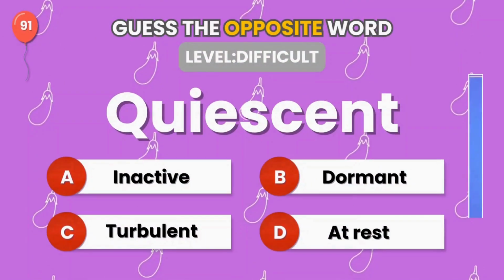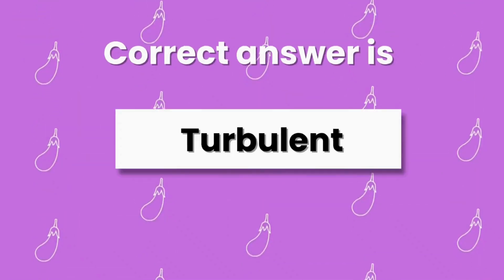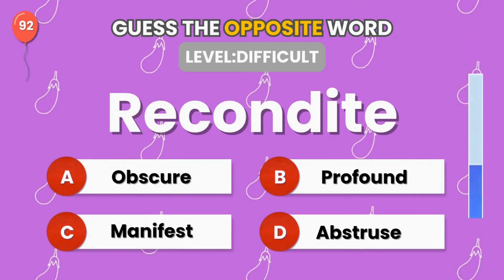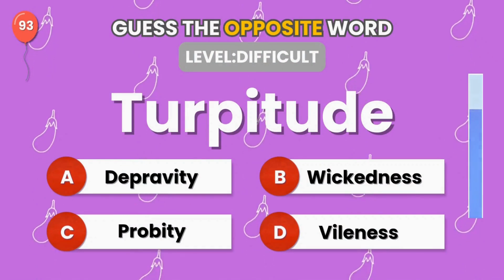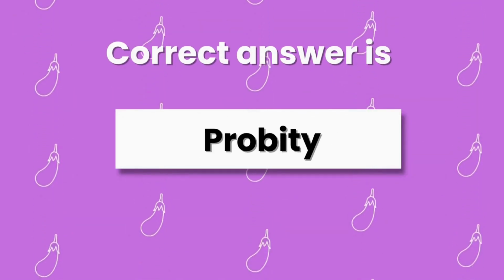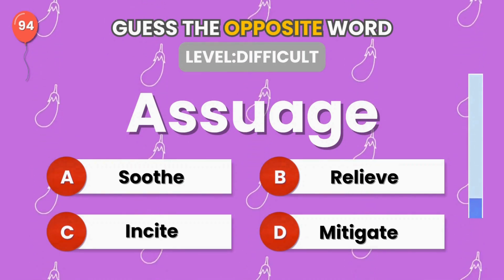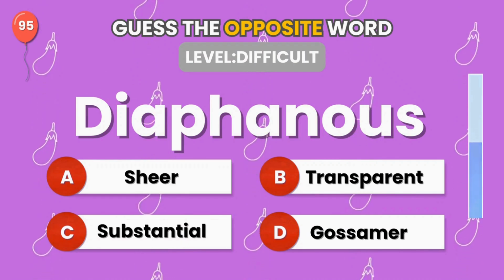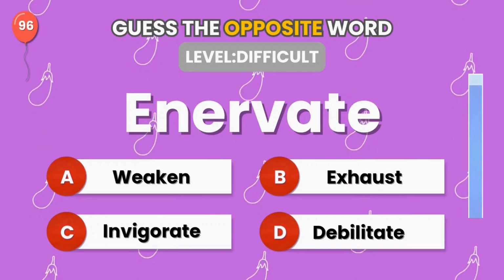Benign. Opposite of quiescent. Turbulent. Opposite of recondite. Manifest. Opposite of turpitude. Probity. Opposite of assuage. Incite. Opposite of diaphanous. Substantial. Opposite word for enervate.